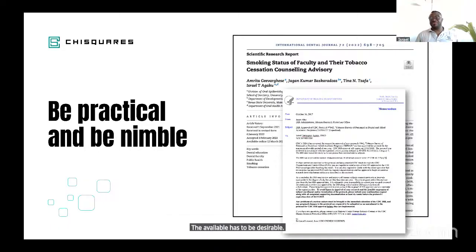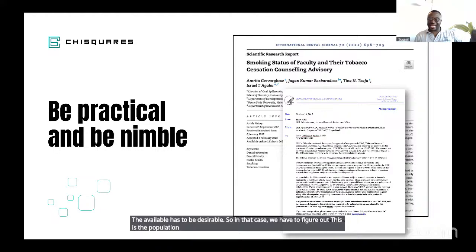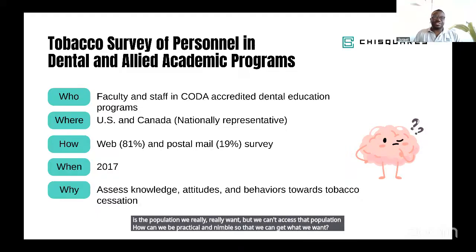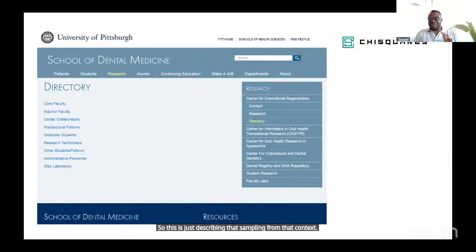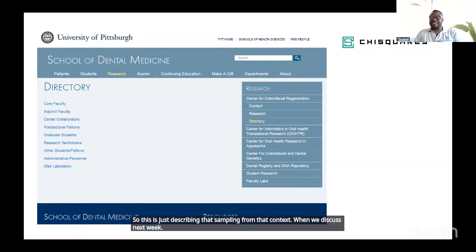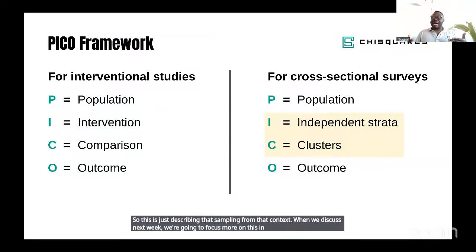So in that case, we have to figure out, this is the population we really, really want, but we can't access that population. How can we be practical and nimble so that we can get what we want? So this is just describing that sampling frame, that context. When we discuss next week, we're going to focus more on this in practical ways to show how that applies in the real world. Now, let's dive into the design of cross-sectional studies or complex surveys.